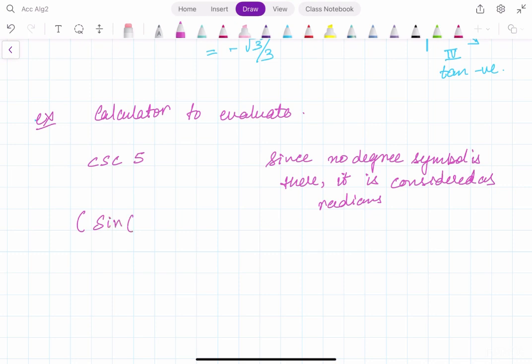Now I can write cosecant as sine of 5 to the power of negative 1. You can type it in the calculator and click enter. Be careful with the parentheses, because when you type it in the calculator, the parentheses are very, very important. If the parentheses are not there, you will get some funky answers. So the final answer will be negative 1.042835.